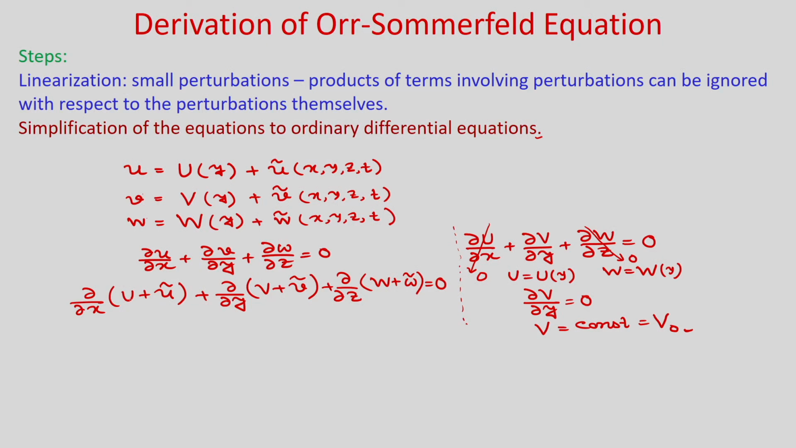So, here you can see u is a function of y. So, we can write only ∂ũ/∂x. Here you can see v is becoming constant, right. So, it is v naught. So, it will be just ∂ṽ/∂y, and w is a function of y. So, we can write ∂w̃/∂z is equal to 0. So, you can see these disturbances also satisfy the continuity equation, and we have seen that v is equal to constant.